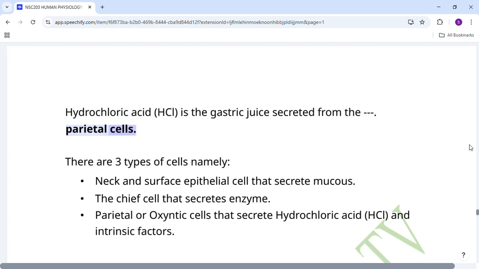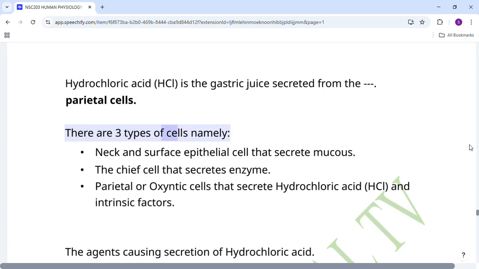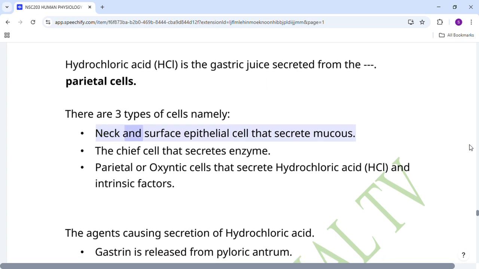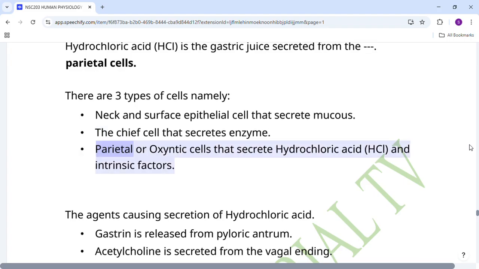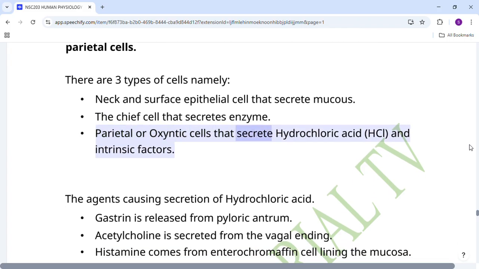There are three types of cells, namely neck and surface epithelial cells that secrete mucus, the chief cell that secretes enzyme, and parietal or oxyntic cells that secrete hydrochloric acid, HCl, and intrinsic factor.